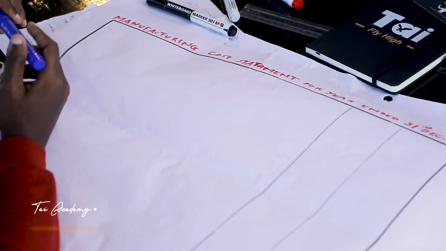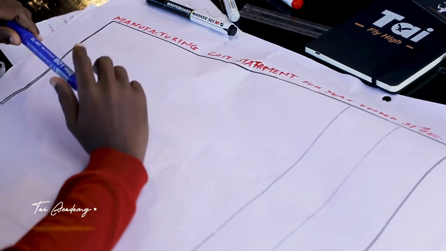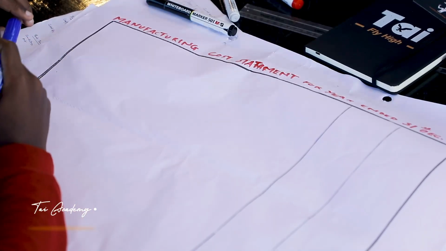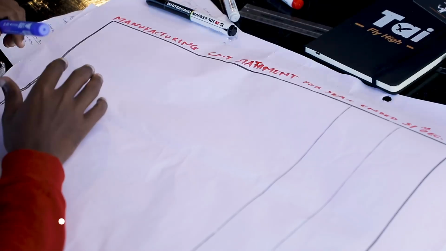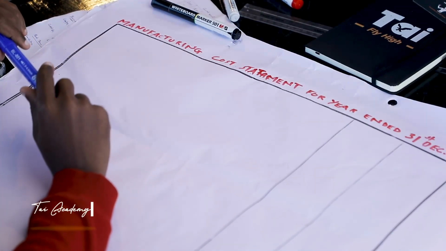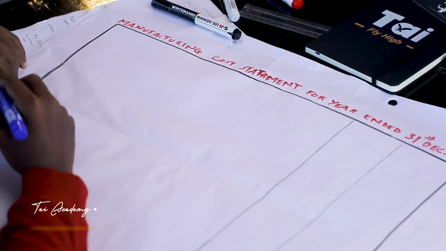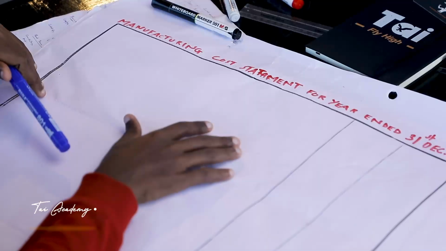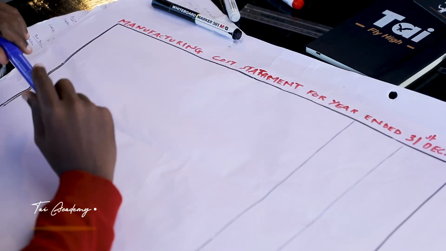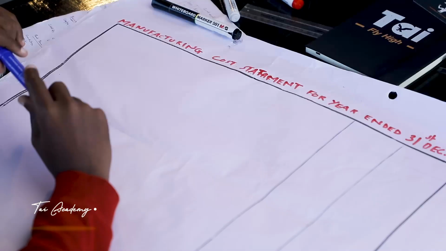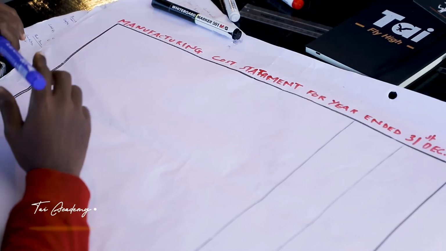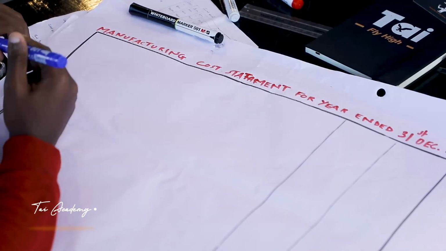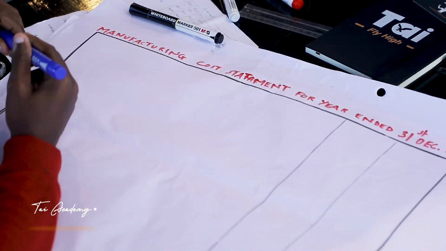We are given a trial balance of Mr. Mshamba, and you are required to prepare a statement of manufacturing cost and also a statement of financial position as at 31st December 2018. So first, before preparing the statement of financial position, we should prepare the manufacturing cost statement in order to calculate the cost of goods manufactured. And in order to calculate the cost of goods manufactured, we should add all the direct cost and the indirect cost. So direct cost simply comprises of direct materials, direct labor, and other direct expenses.